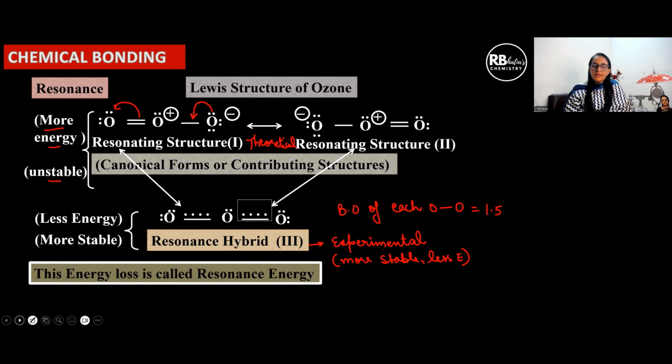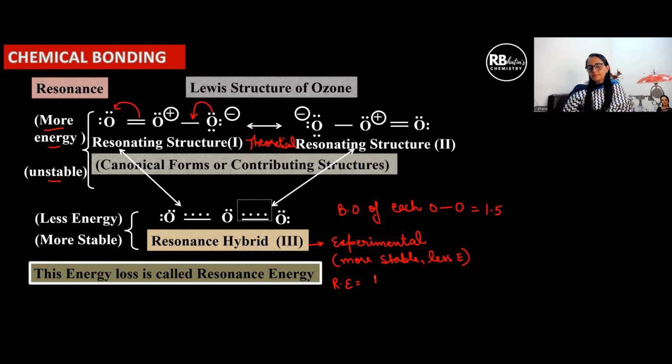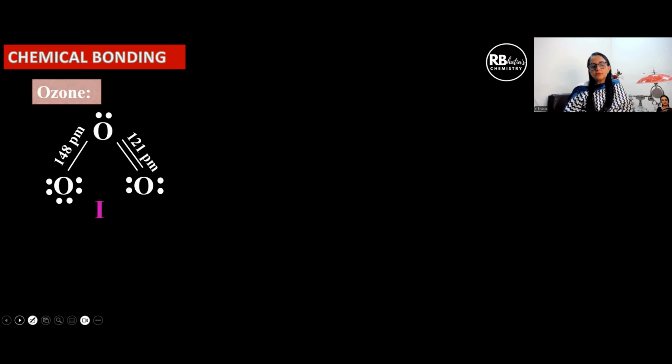Right? Okay. The loss of energy is called resonance energy. What is resonance energy? Resonance energy is basically the difference in energy of the most stable contributing structure minus energy of the resonance hybrid. Right? This is how we calculate resonance energy, but this is not given in NCERT. So if you want, you can leave it for the school exams.